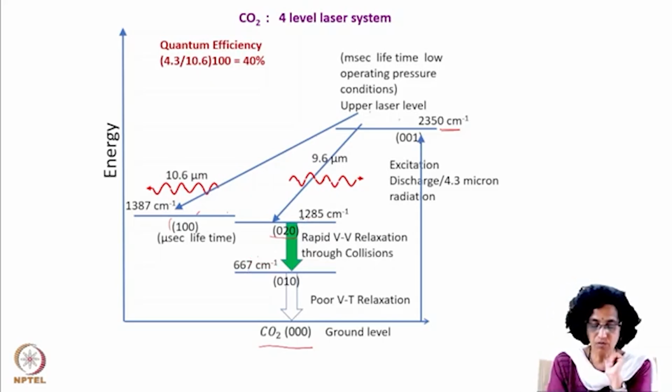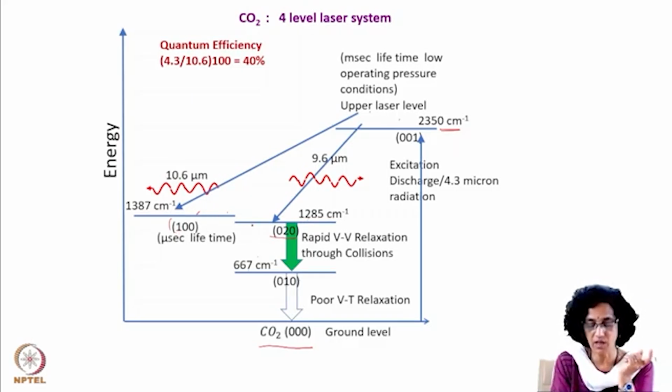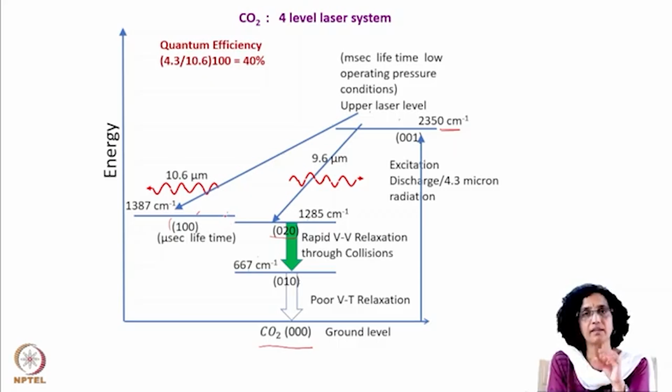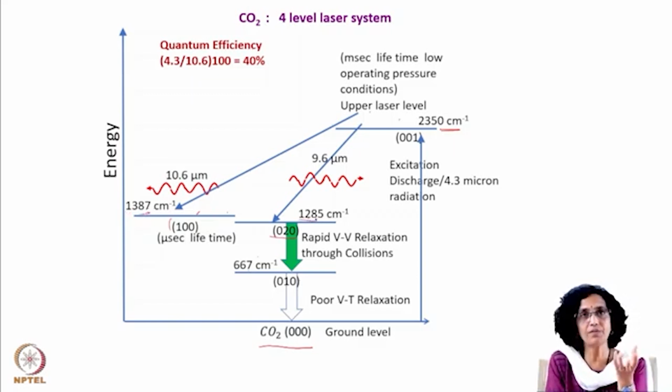Okay. So this 020 is very close to 100. 100 is one quantum of symmetric stretch. 020 is two quanta of bending mode. These two levels are very close, so close that the separation between them, as you can see, this is 1387 and this is 1285. It is less than 200 centimeter inverse.